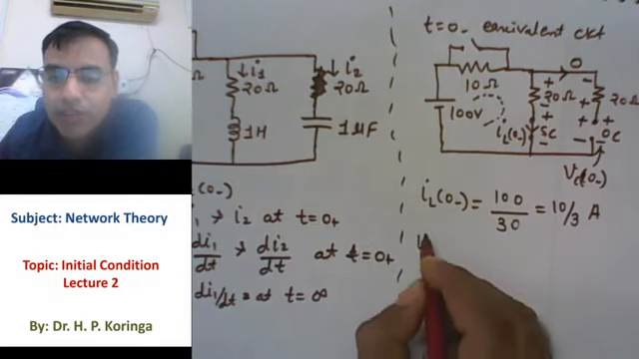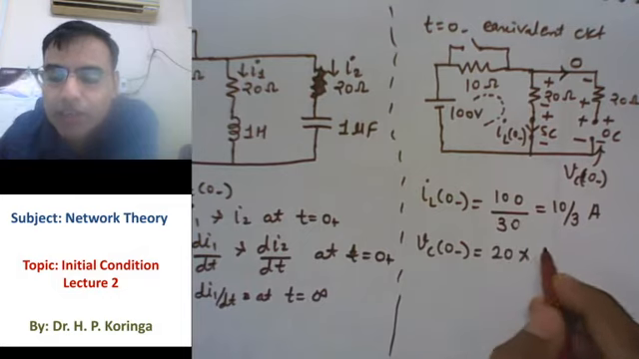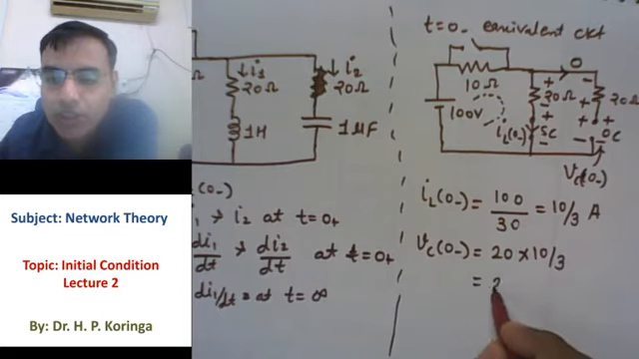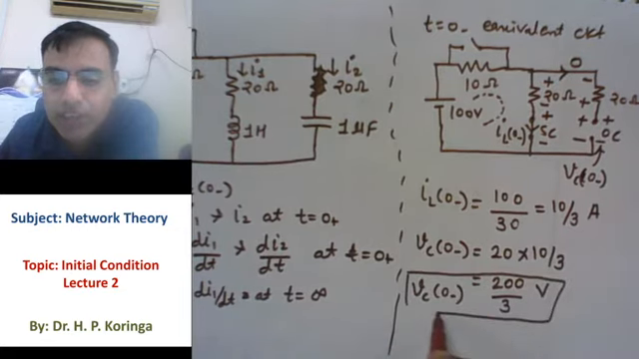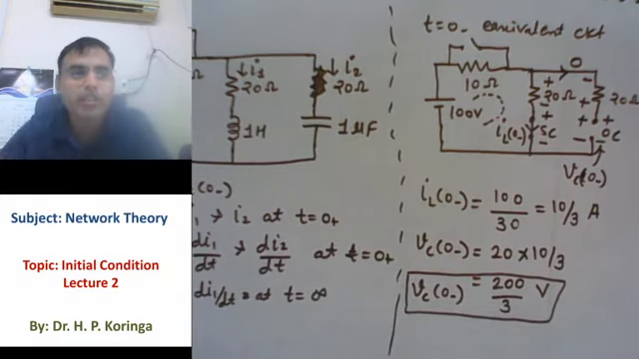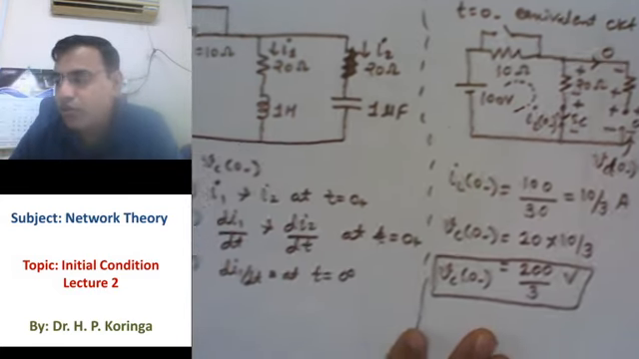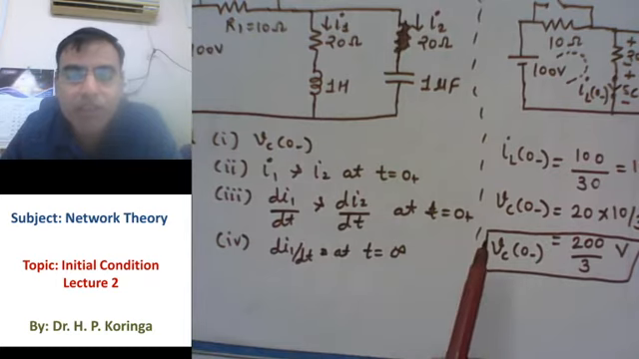So Vc(0⁻) is 20 ohm multiplied by the current passing through this 20 ohm branch, which is 10/3. So the voltage across the capacitor at t = 0⁻ time is 200 divided by 3, which is 66.7 volt, right? So this is our first answer: the voltage across the capacitor at t = 0⁻ times is 200/3 volt.